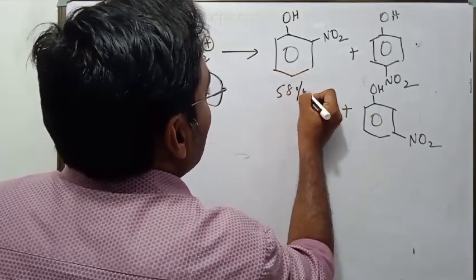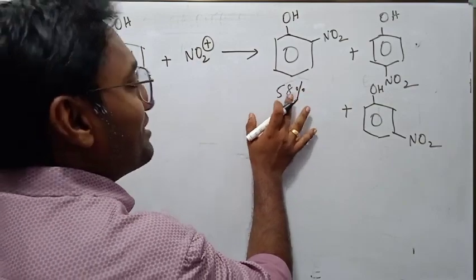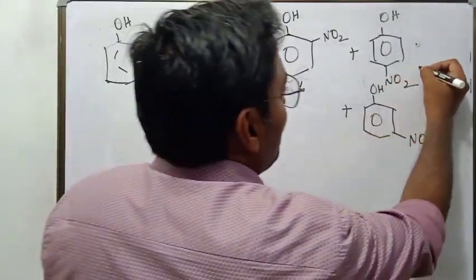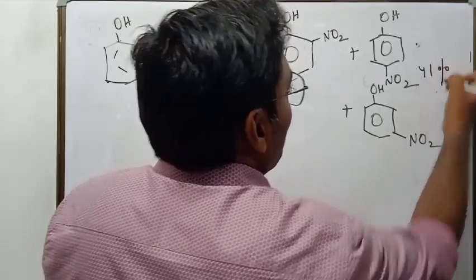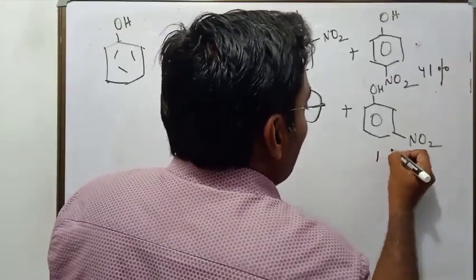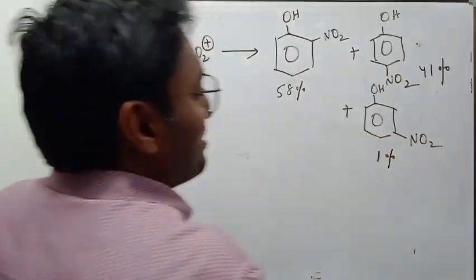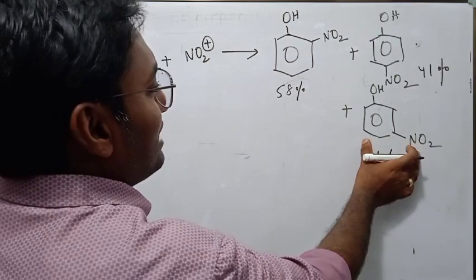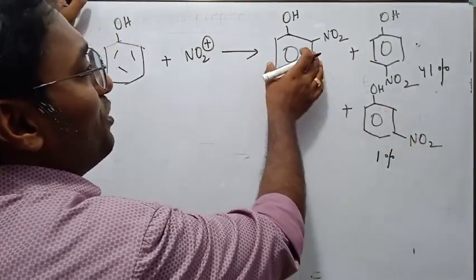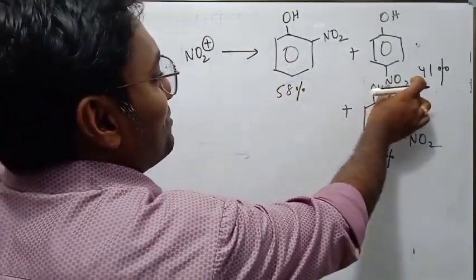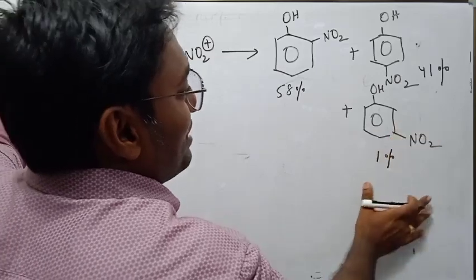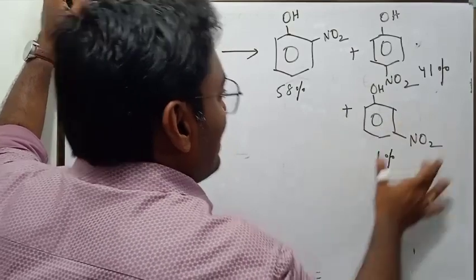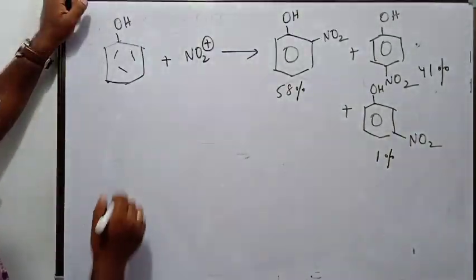The ortho isomer, as predicted statistically, is matching. 58% will be the ortho isomer, 41% will be the para isomer and only 1% the meta isomer. That is very astonishing because statistically the meta isomer should be equal to the ortho isomer and the para isomer should have been the minor product. So statistically it is very contradictory.